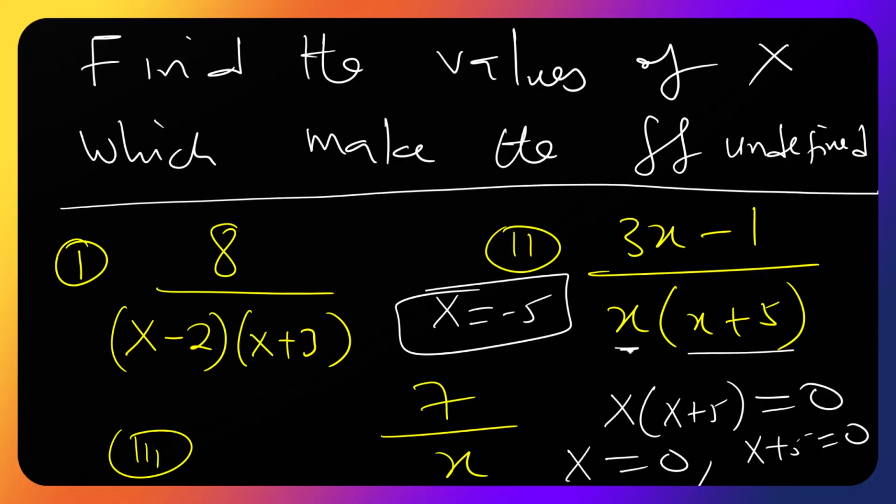Now let's verify. If I plug in 0 here, this side is 0, so it will be 0 times this. This side will be 5, so 0 times 5 is 0, and therefore this one will be undefined. And then negative 5: minus 5 plus 5 will be 0, and 0 times minus 5 will still be 0. So whichever way, you get 0. So the values of x that will make this undefined are x equals 0 or x equals minus 5.